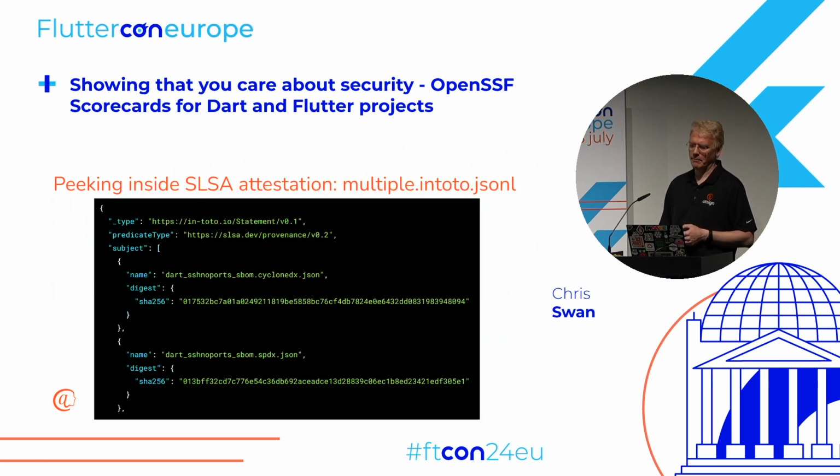So if we peek inside that attestation, the attestation itself goes into a file called multiple.intoto.jsonl. And if we peek inside that, we can see here that I'd created some software bill of materials, and I'm getting digests within the attestation for the software bill of materials that were created as part of that build process. So somebody can come and inspect your build afterwards and know that it was a good, consistent build and nothing's been fiddled around with.